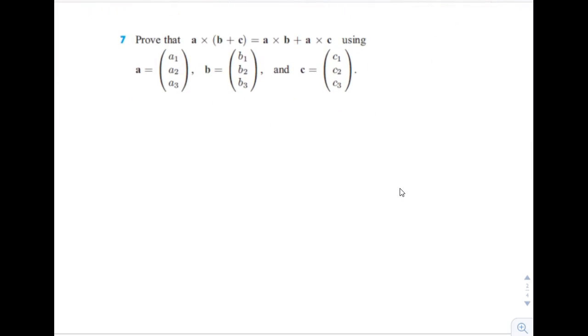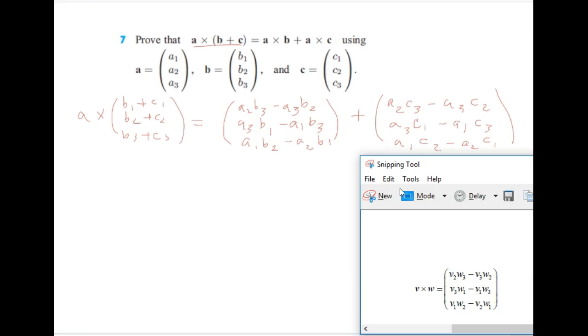Okay, now let's do the last one on this page, 7. Prove that A cross (B plus C) is equal to A cross B plus A cross C using these component vector forms. Okay, so first we're going to do this one. So this is equal to A cross, and B plus C would be B1 plus C1, B2 plus C2, and B3 plus C3, right? And on the right side we'd have this mess, okay? And there's a couple ways to do this. One is you could go through the determinant method that we've been doing, but when you have variables, that's pretty tedious.